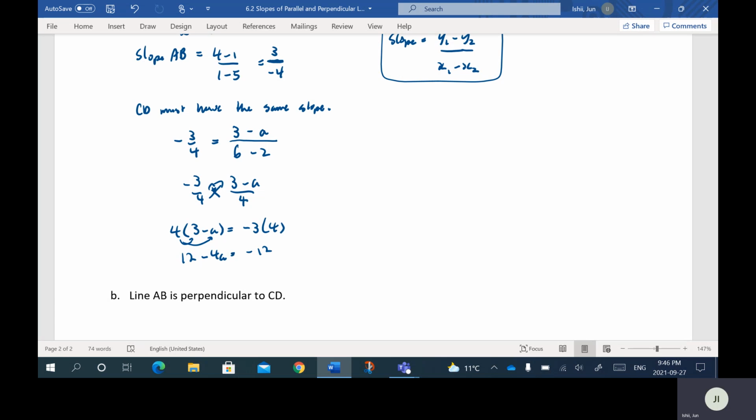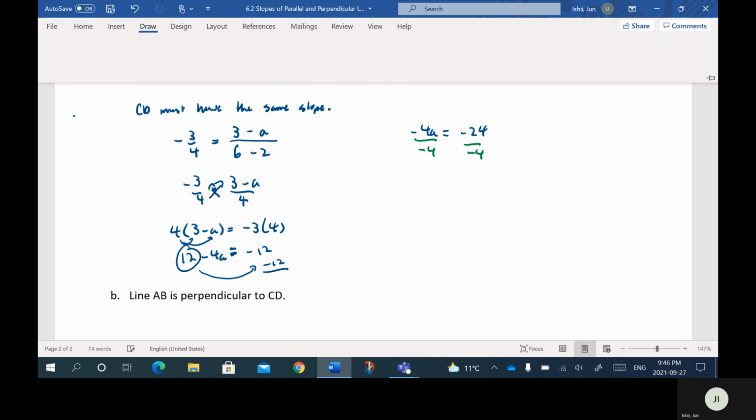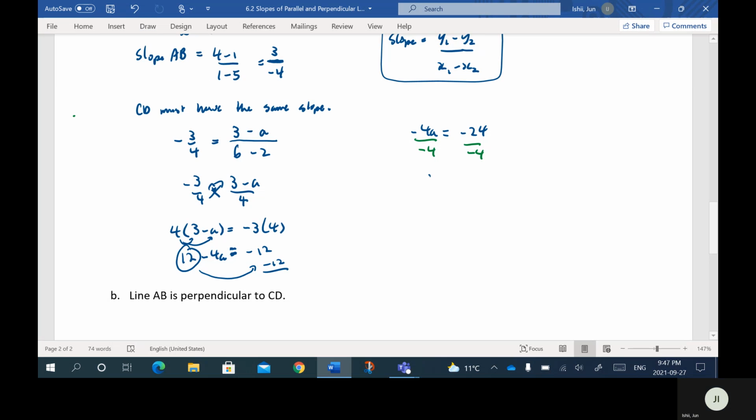All right, so to solve for A, this 12 needs to get moved over to the other side, so that's minus 12. I'm just going to continue it over. On the right-hand side, negative 12 minus 12 is negative 24. And I still have the negative 4A. The final step here is to divide both sides by negative 4. Therefore, the value of A here is equal to negative 6.